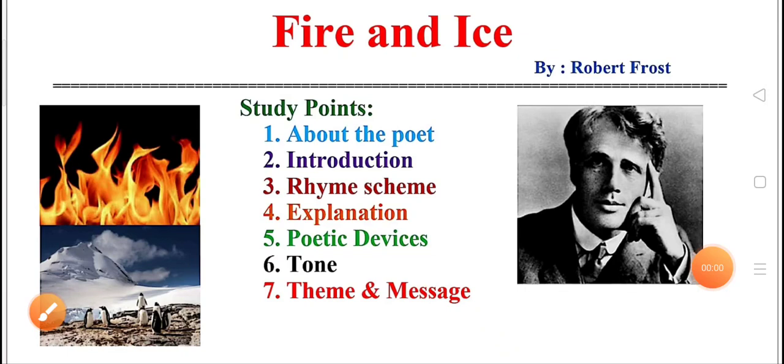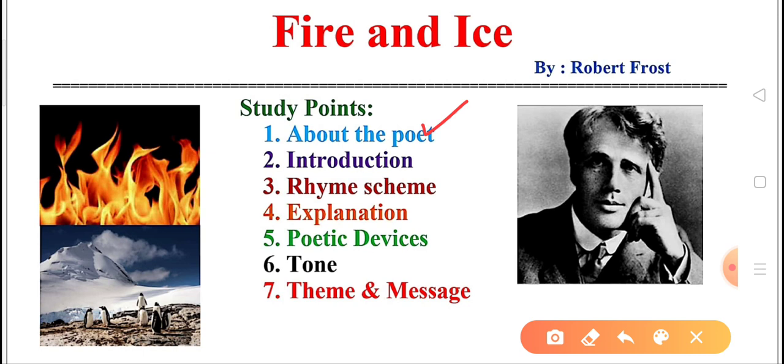Hello students, today we'll study the second poem of grade 10 entitled Fire and Ice. The poem is written by Robert Frost. Robert Frost wrote the first poem also, Dust of Snow. The first poem is very small, the same way this poem is also very small in size. And in this video we'll study about the poet, introduction of the poem, rhyme scheme, explanation, poetic devices used, tone of the poem, and theme and message.